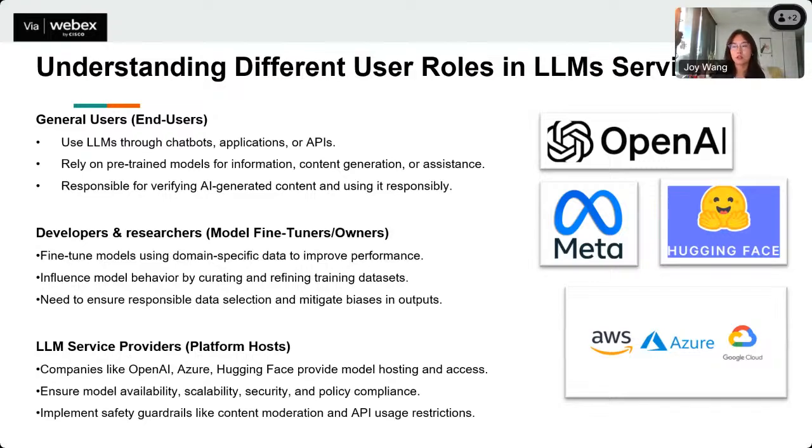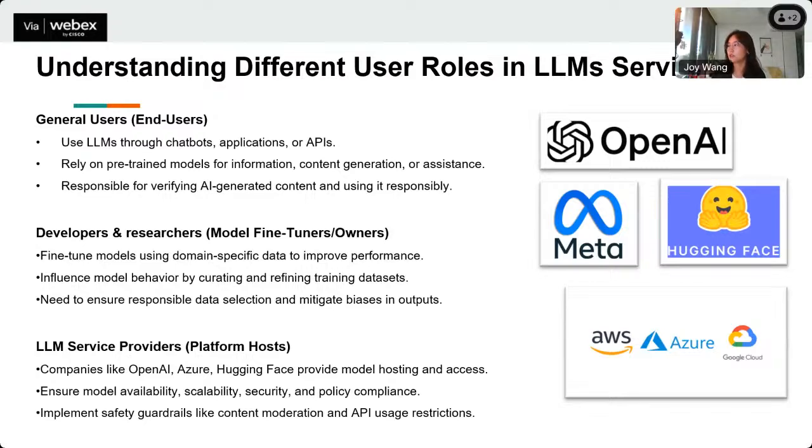Or some of you may be researchers and developers who want to conduct Gen AI related research. For this kind of role, you may be involved in fine-tuning an existing pre-trained model, using your own data to improve its performance, or using the data to influence the model's behavior. So in this role, you have to ensure the data you are using is well protected, and also that you are selecting the correct model for your tasks.